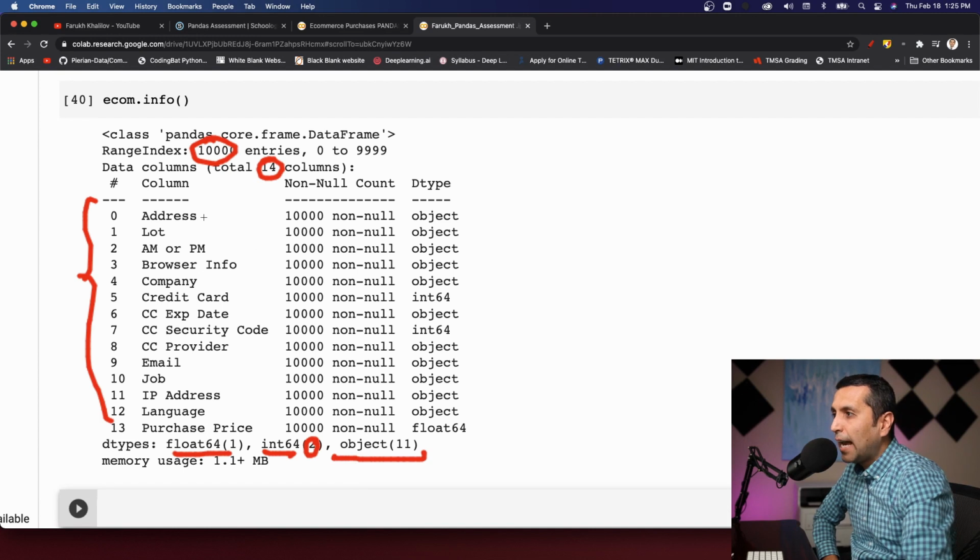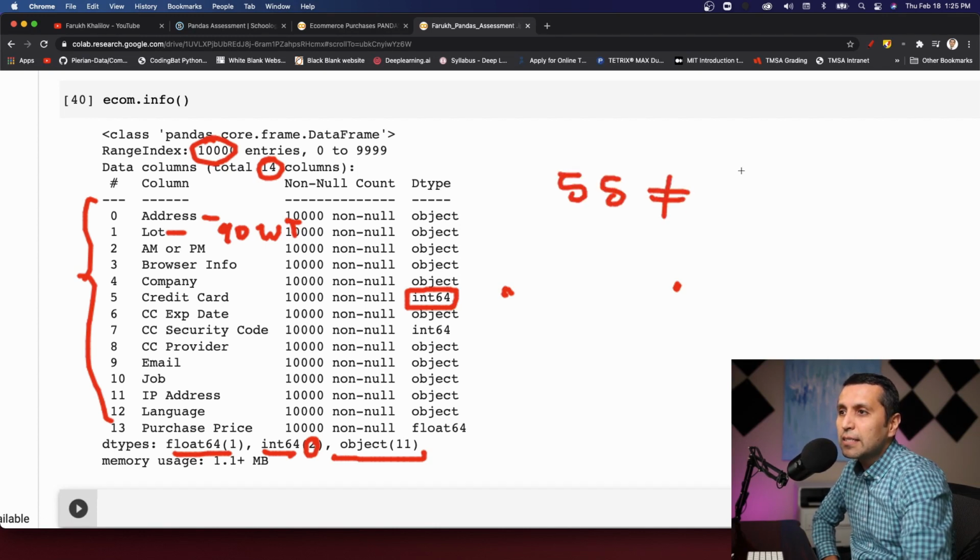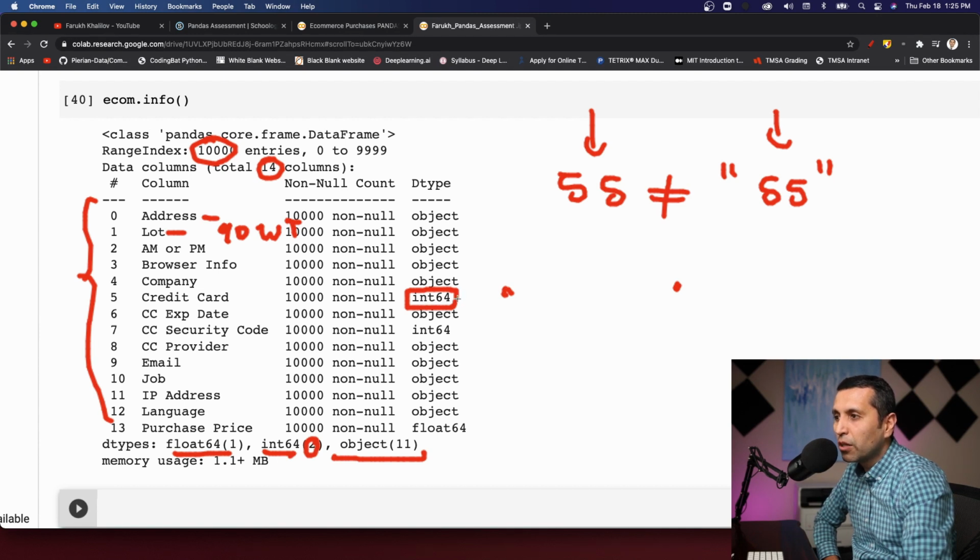You see? So the address is a string. The lot is a string because we have a 90 WT. But the credit card, where's my credit card? My credit card is an integer. If I put it in quotation marks, they cannot match, even if the numbers are the same. So the integer 55 is not the same as the string 55, because they have different formats. That's why I didn't use the quotation marks, because we already know that was an integer.